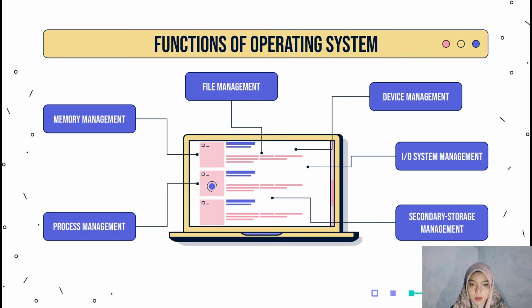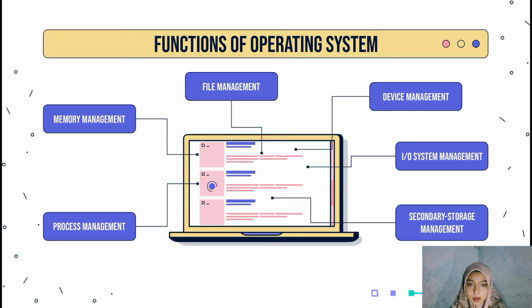Memory management. Memory management performs the task of allocation and deallocation of memory space to programs in need of these resources. File management. It manages all the file-related activities, which are organization, storage, retrieval, naming, sharing, and protection of files.